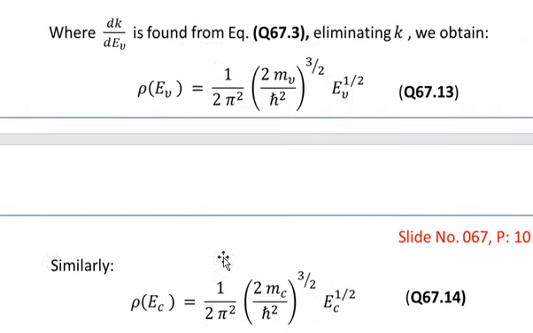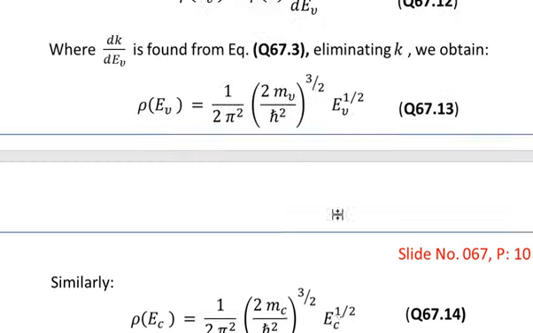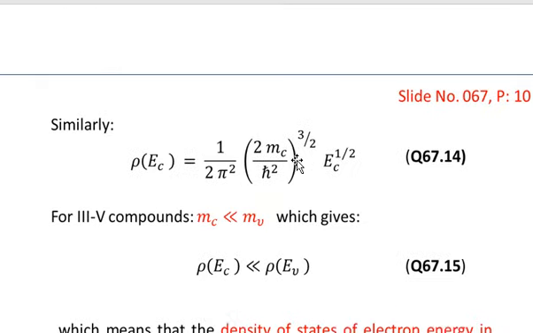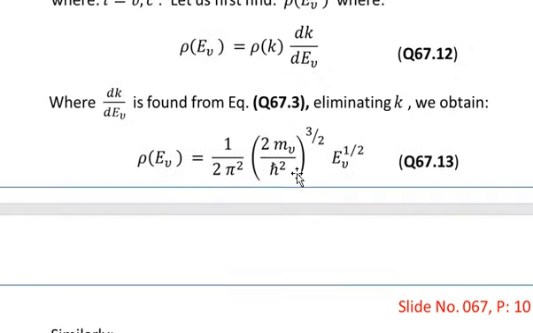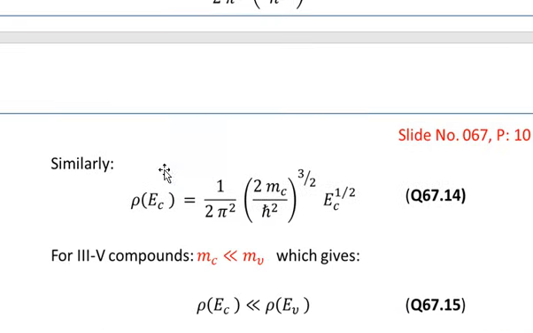And we can also obtain a similar relationship for the conduction band. So the density of states for the energy EC, that is for the electron having energy EC, is given by 1 over 2 pi square, and then the rest of the quantities are similar to this equation, except that we have replaced V, which stood for the valence band, by C, which stands for the conduction band. So we have explained equation number 13 respectively for the valence band and for the conduction band.